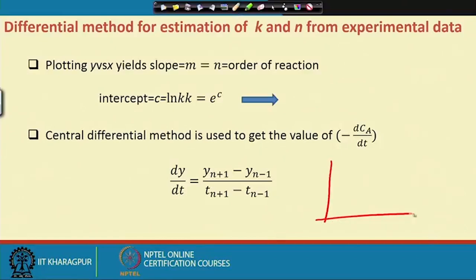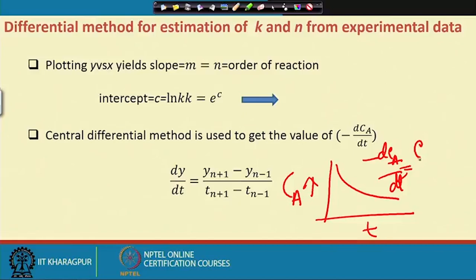I can give the example. Suppose in a reaction, CA decreases with respect to time, you have a profile like this. Now if you want to find out minus dCA by dt, how can you calculate? You can calculate it as CA(n+1) minus CA(n-1) divided by 2 del t.